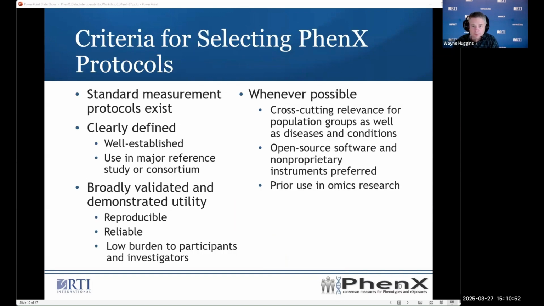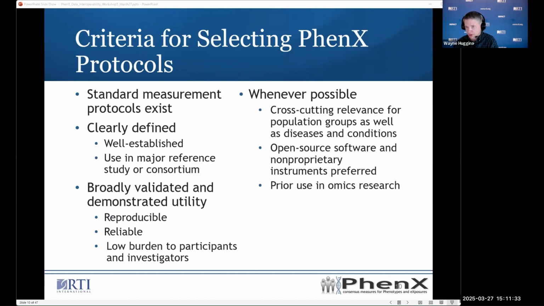Okay. I want to briefly talk about criteria for selecting protocols for the toolkit. These criteria were established by our steering committee, and they are used by both the working groups and content expert panels when they're selecting protocols for the toolkit. So the first one is that a standard protocol must already exist. The working groups are not allowed to develop new questionnaires or new methods. We ask them to choose from what's already in the field.